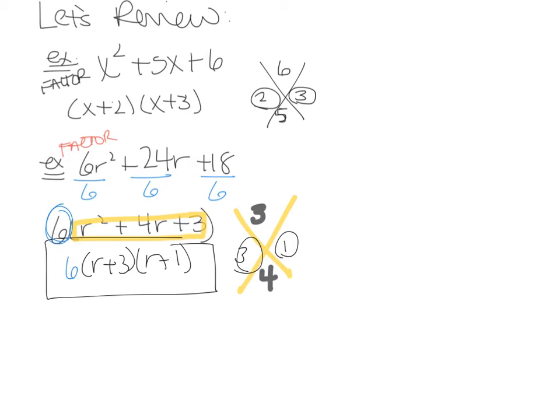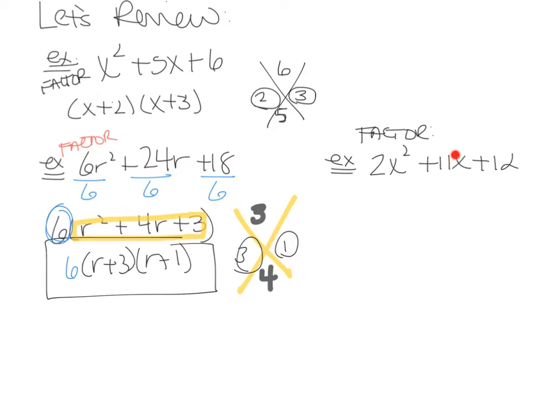So what if I had a problem that looked like this? 2x squared plus 11x plus 12. And the directions said factor. First question you'd ask yourself is what? Do I have a GCF? Do you? 2, 11, and 12? Nope, I do not have a GCF.